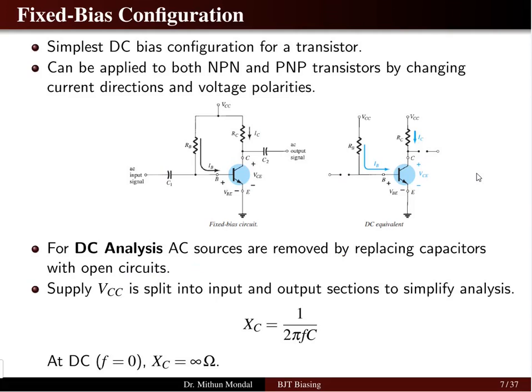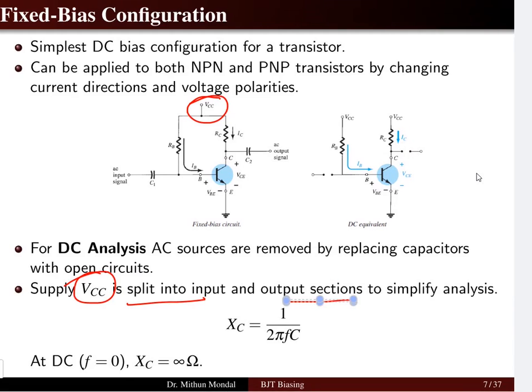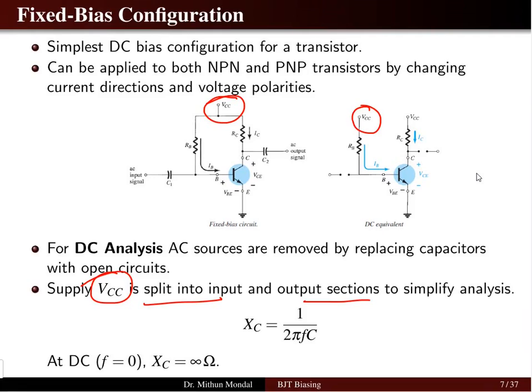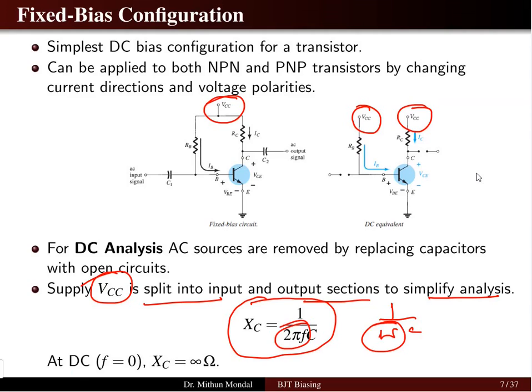And the source, which is VCC, is split into the input and output sections. So this is the input section and this is the output section. We have split the source into two sections to simplify our analysis. For the capacitive reactance, we know that Xc is equal to 1 by omega C, and omega is nothing but 2 pi f. When we have DC analysis, the frequency is 0. So the capacitive reactance becomes infinite, because 1 by 0 gives infinite. Otherwise we can say it is a very, very high value of reactance.